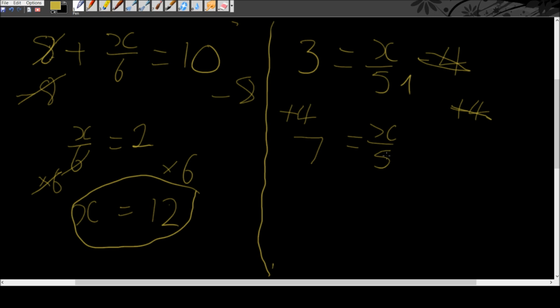We need to get rid of this divide by 5, so we need to times this side by 5, and we also need to times that side by 5. So that 5 is going to cancel that out. On the equal sign, we're just going to have x is equal to 7 times 5, which gives you 35.